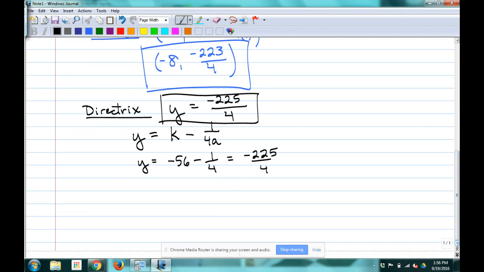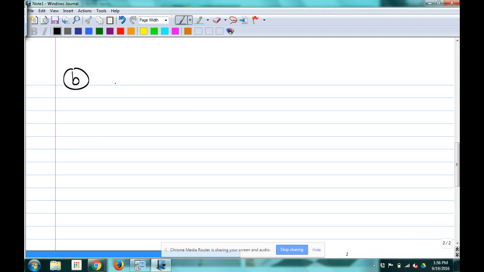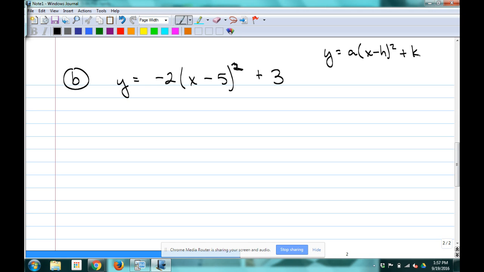All right, so let's look at one that's maybe in vertex form already. So y equals, let's say we had negative 2 parentheses x minus 5 squared plus 3. And remember, vertex form is called vertex form because the vertex is really easy to find out of this. We're going to find those same things, axis of symmetry.